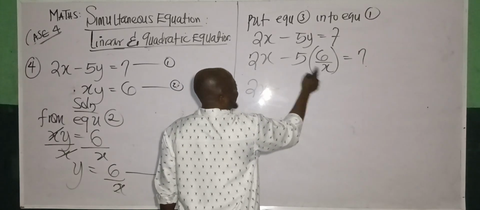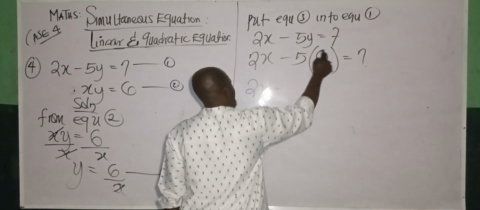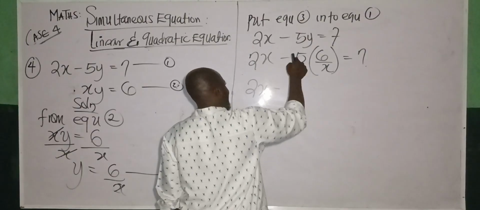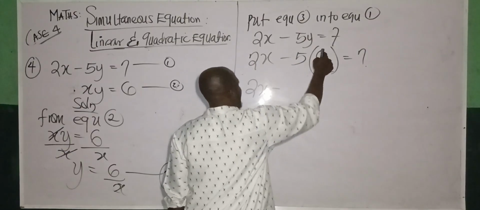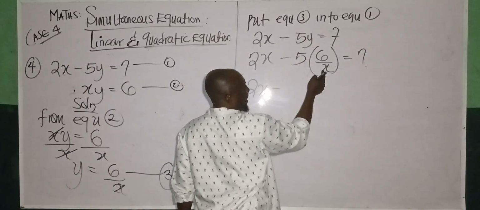This can only divide this. While in multiplying, you can only multiply like this. If you are dividing, you divide like this. If you are multiplying, you multiply like this. So please watch that. So this cannot divide. 5 cannot divide this. This cannot divide this.